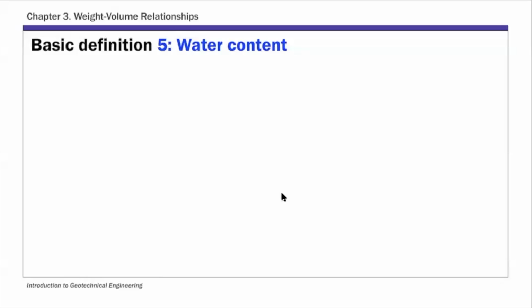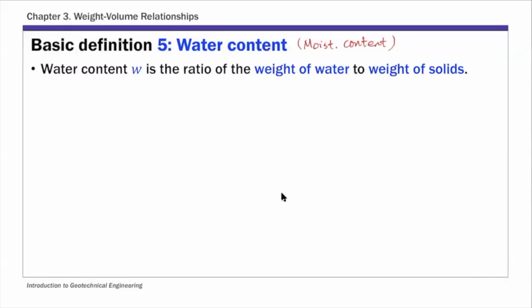It's the same thing. Water content or moisture content, they're referring to the same thing. And water content, W, is a ratio of weight of water over weight of solids. And water content is typically expressed in percentage, so times 100%. So that's a definition of moisture or water content.